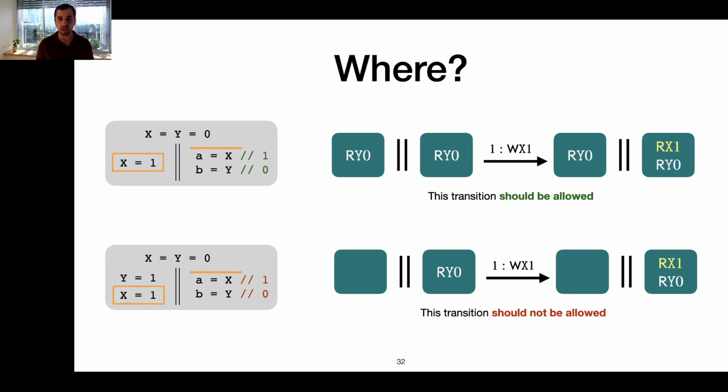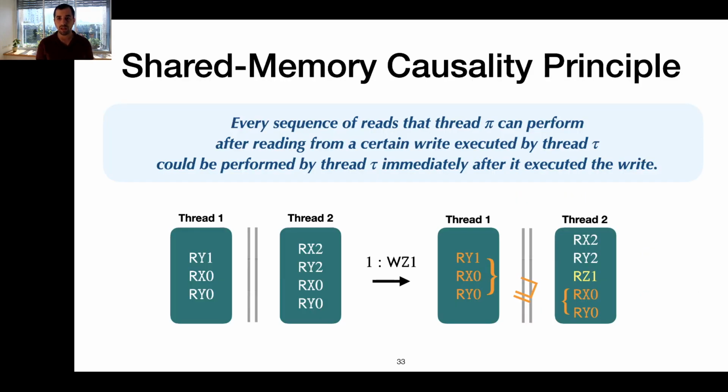Sometimes we need to allow putting a new write before existing options, and sometimes not. The question is whether the semantics gives us enough information to distinguish these two cases. And the answer is yes, and this is based on what we call the shared memory causality principle. It explains the meaning of causal consistency in terms of potentials. It says that every sequence of reads that thread pi can perform after reading from a certain write executed by thread tau could be performed by thread tau immediately after it executed its write.